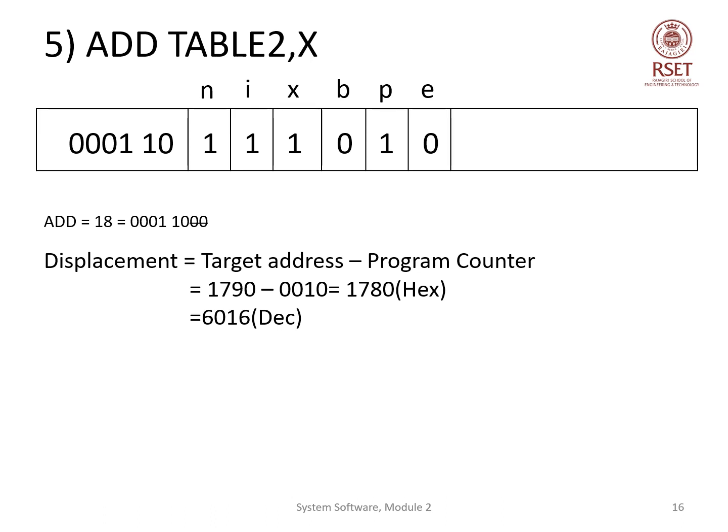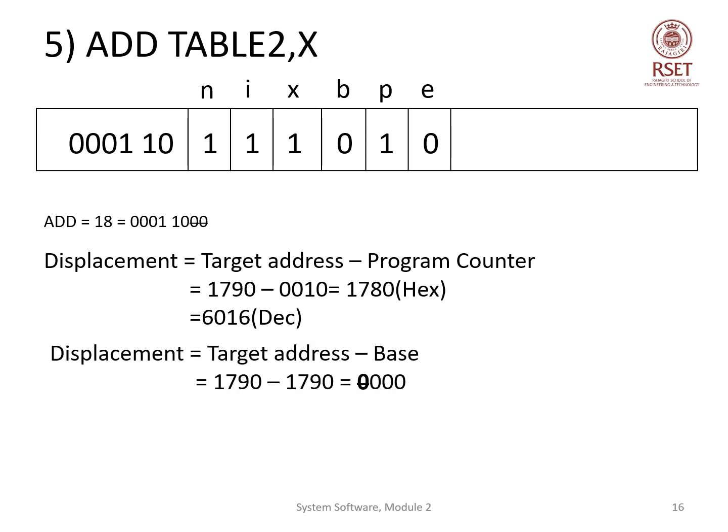If you remember, in the previous instruction, it was 0013. We could ignore the leftmost 0, but here there is something tricky. It means it is already a 16-bit displacement that cannot fit into this particular column. So in decimal it is 6016. It is a bigger displacement. So I have to change my assumption that it is program counter relative addressing to base relative addressing. So the new displacement is target address minus base. It is 1790 minus base's address of table 2 itself, 1790. It makes the displacement 0.